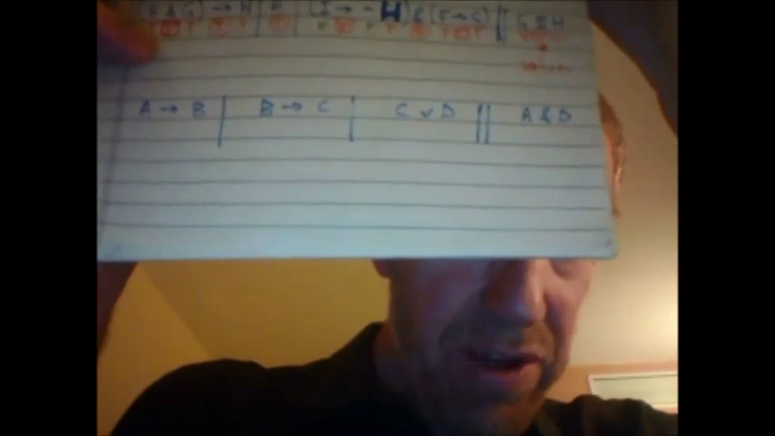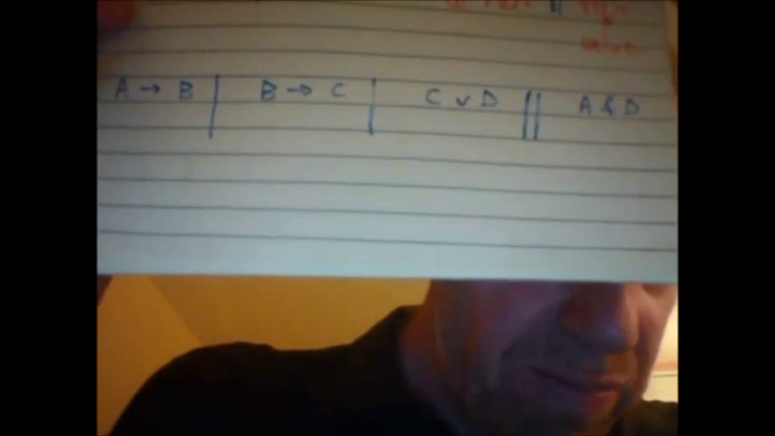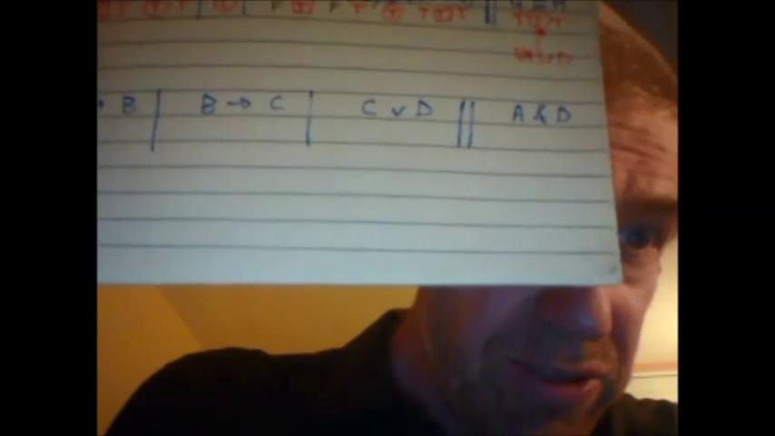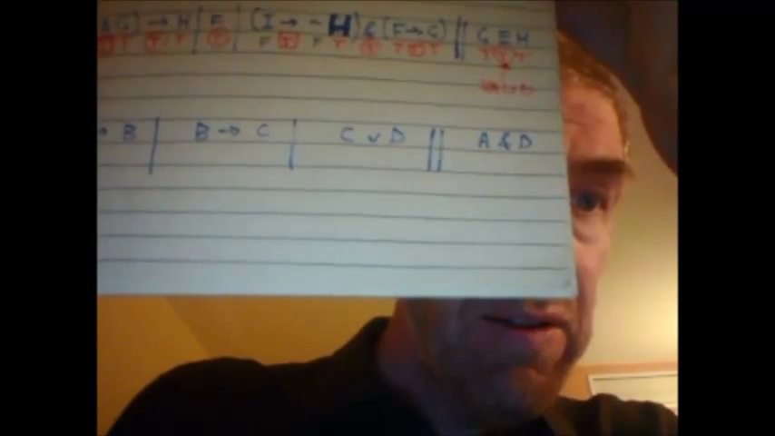Okay, I'm going to do one more example, and it's one I made up, and it's this one on the bottom. So, premise 1, if A then B, premise 2, if B then C, premise 3, C or D, and conclusion A and D. Give that a shot yourself for a second. I'll wait.